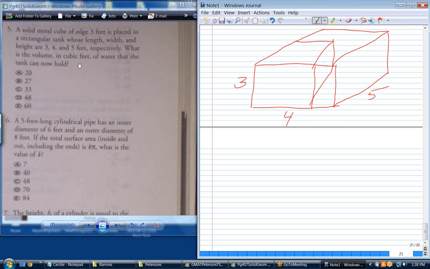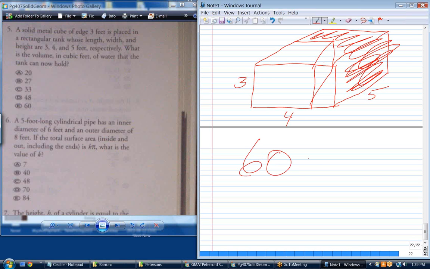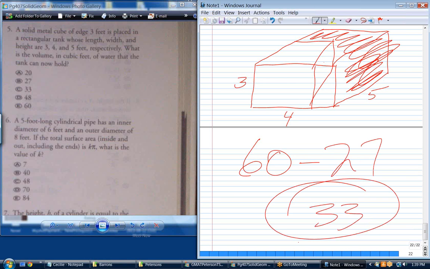Okay. If they want to know the volume of water that the tank can now hold, this is a shaded area problem, right? Okay, shaded area problems are what kind of problems? Well, it's subtract problems. So what's the volume of the full rectangular box? 60. What's the volume of the cube? 27. There's our answer.